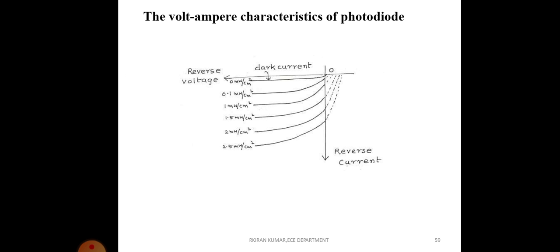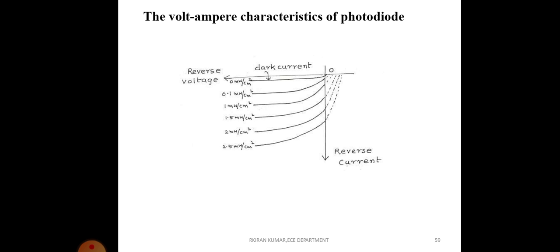You can observe here the characteristics of a photodiode: reverse voltage versus reverse current. At zero voltage, dark current flows in the circuit, though generally it is not appearing. How much voltage you give, that much current flows in the photodiode. The photodiode is a very sensitive device, and the breakdown voltage is 5 volts.